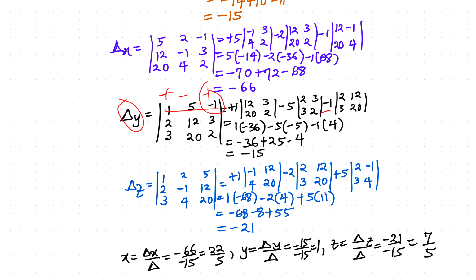So you have plus 1 into 24 minus 60, that's minus 36, minus 5 into minus 5, that's 4 minus 9. Then minus 1 into 40 minus 36, that's 4. So you have minus 36, minus and minus plus 25, minus 1 times 4, that's this. So minus 36 plus 25 is minus 11. Minus 11 minus 4 is minus 15.